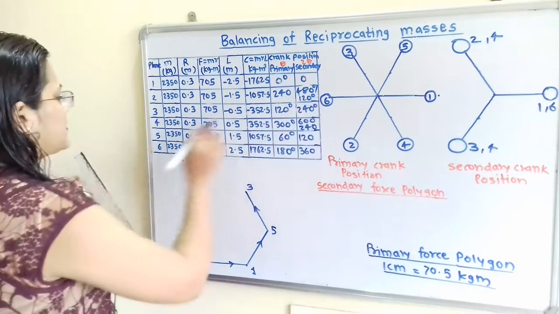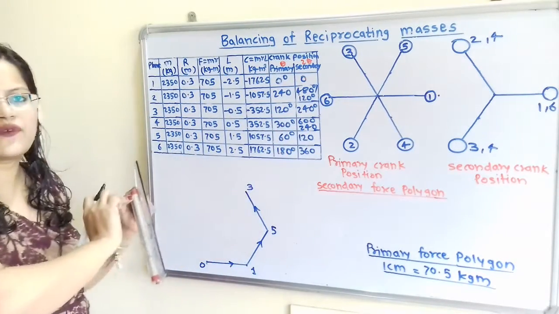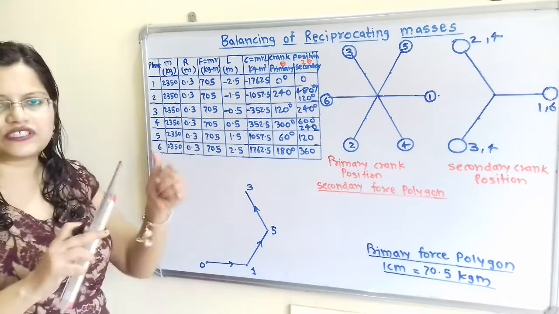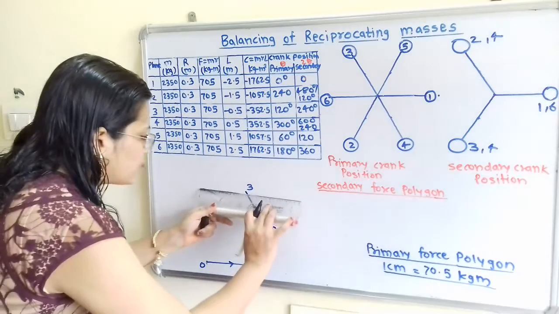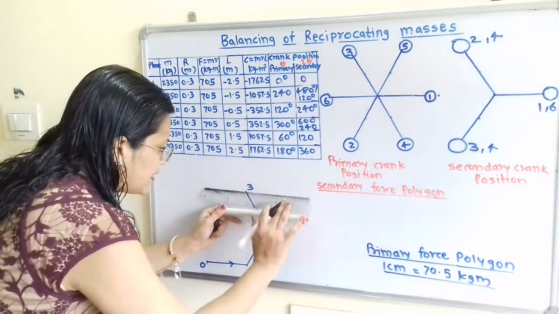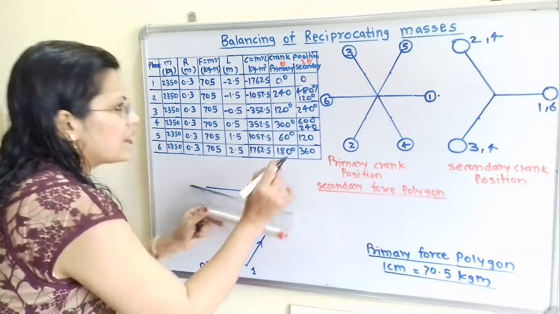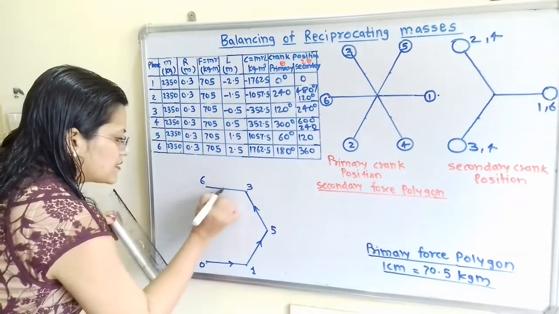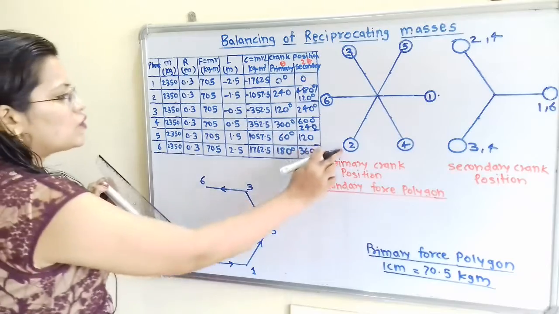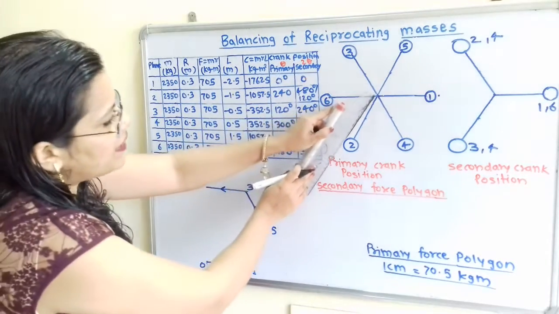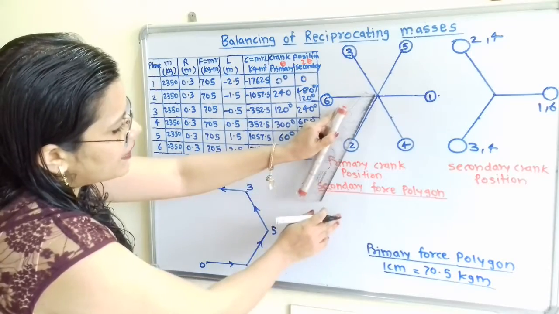Now next number is 6. For 6, the angle is 180 degree. For this 180 degree, the sign is positive. So for 180 degree we have to draw a horizontal line, and the direction is towards the left hand side, and give here the number 6. Now next is 2. For 2, the angle is 240 degree. So we will transfer this angle.